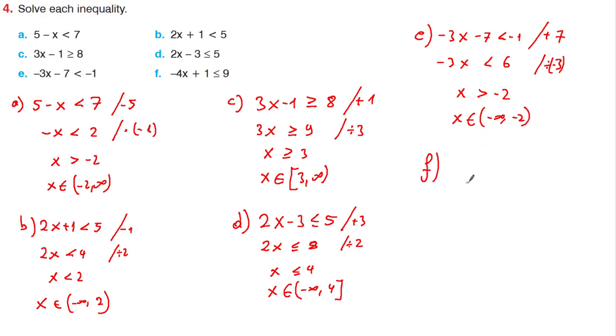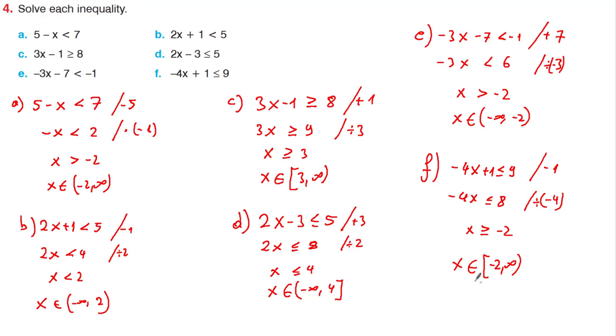And the final one, f, negative 4x plus 1 is less than or equal to 9. We will subtract 1, so negative 4x is less than or equal to 8. We will divide both sides by negative 4, so what do we get? x is greater than or equal to negative 2. As a set form, it would be x from negative 2, including negative 2 up to infinity.